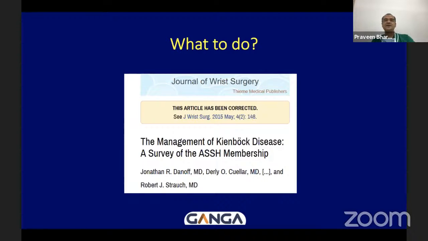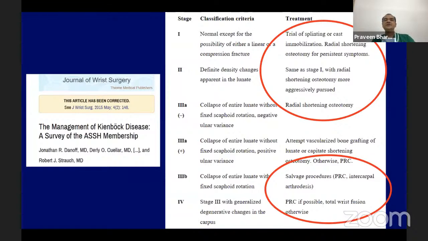If you go through any survey of what is the best option for Keinbock's disease, this is one article from 2015, which assessed the options of the American Society for Surgery of the Hand members. In general, stage 3A is the watershed. Anything below 3A, as you have already heard about the grading of Keinbock's disease, has no carpal collapse, so all the reconstructive options are quite acceptable. But from 3B onwards, you will require a salvage operation. And this is where proximal row carpectomy has its main role. Though there are different options like partial wrist fusions or PRC, the surveys say that PRC is the number one choice among surgeons who treat Keinbock's disease.